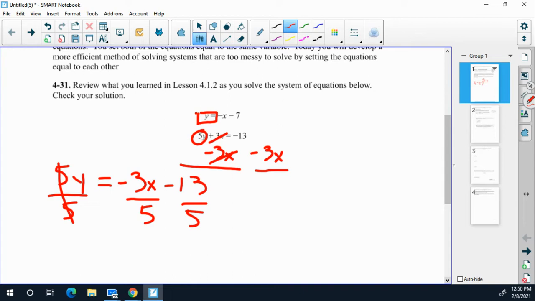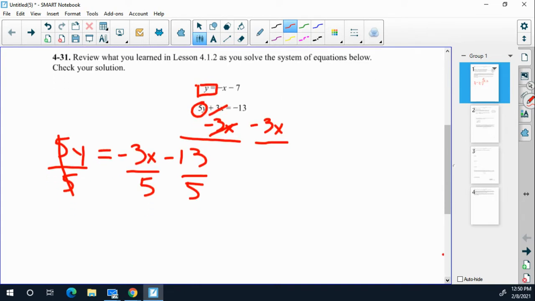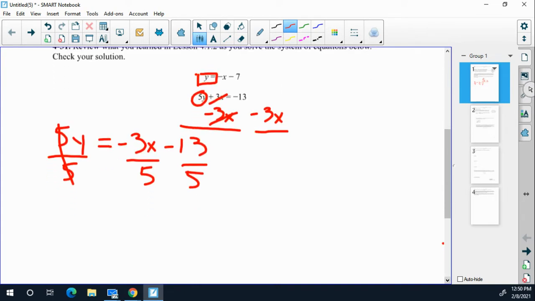So, we need much more room, and a different color so you can see that. So I'm going to do negative x minus 7 equals 3/5 x minus 13 fifths.